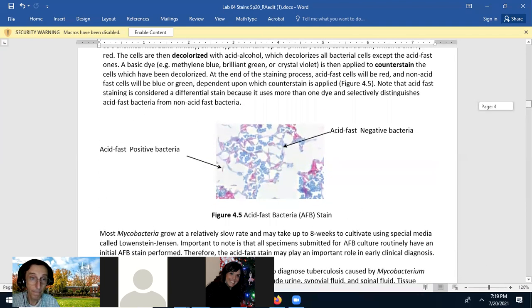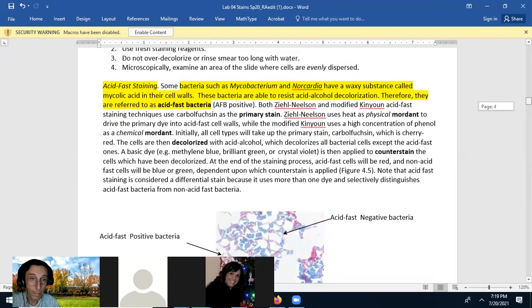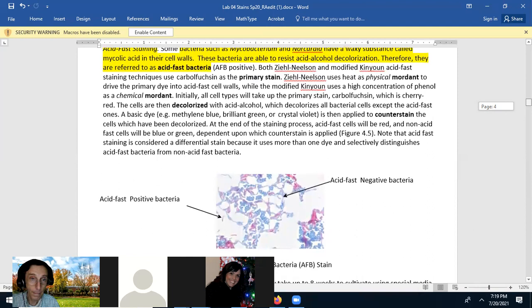Is calling it acid-fast negative the same as calling it non-acid-fast bacteria? If it's not acid-fast bacteria, it would be the same thing as non-acid-fast bacteria. Is that what we're saying? Yeah, negative is not acid-fast. Okay, thank you. Yeah. Positive is acid-fast.